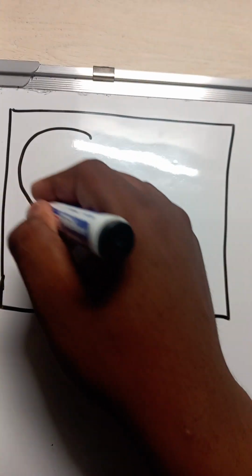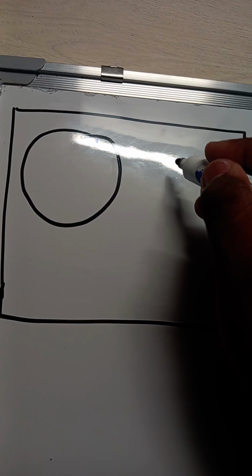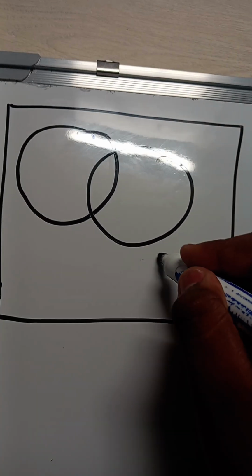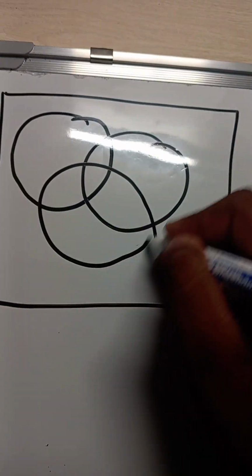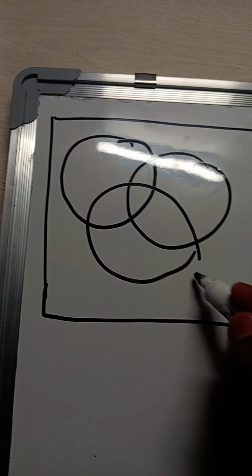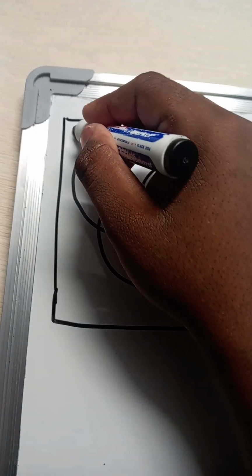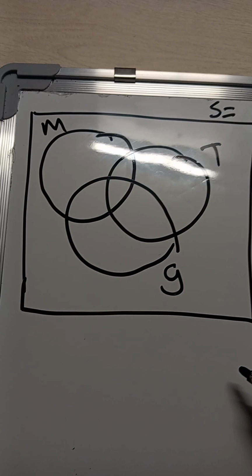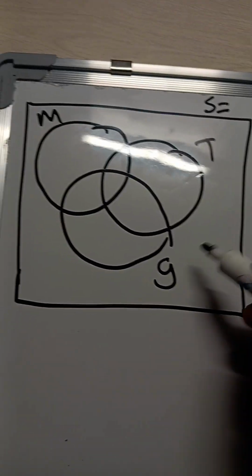Here I have mathematics. Here I have tourism. Here I have geography. Then our sample, we will just check it through the questions there, the number of students.